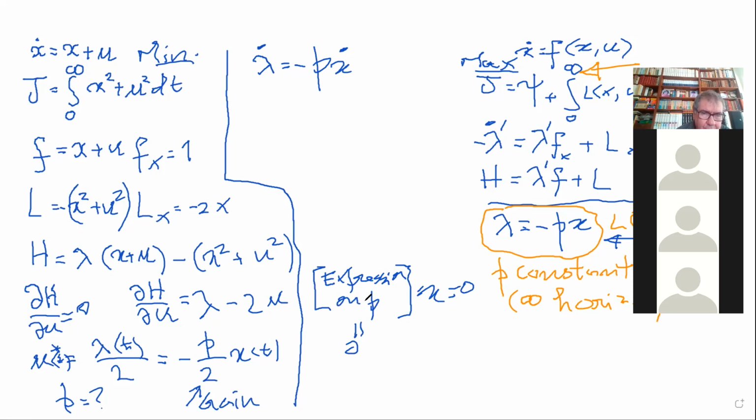Now, I want to get rid of lambda. I want to get rid of lambda dot and x dot. I want to express everything in x. So how can I get rid of x dot, for instance? This is something which is equal to minus p. Now I want to get rid of x dot. So how can I get rid of x dot? It's written on this whiteboard.